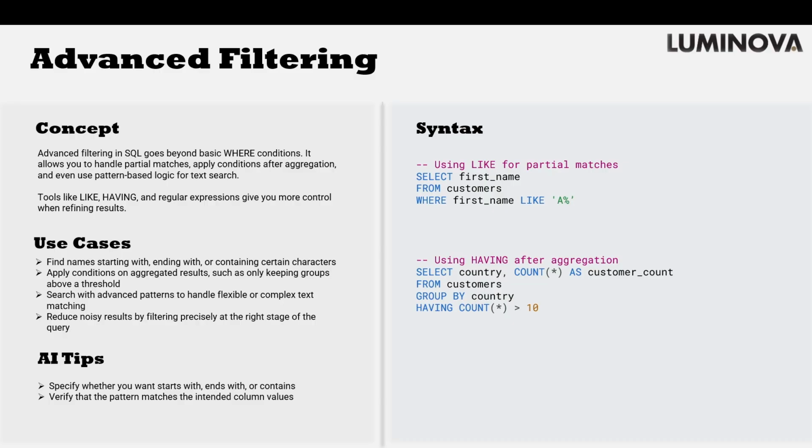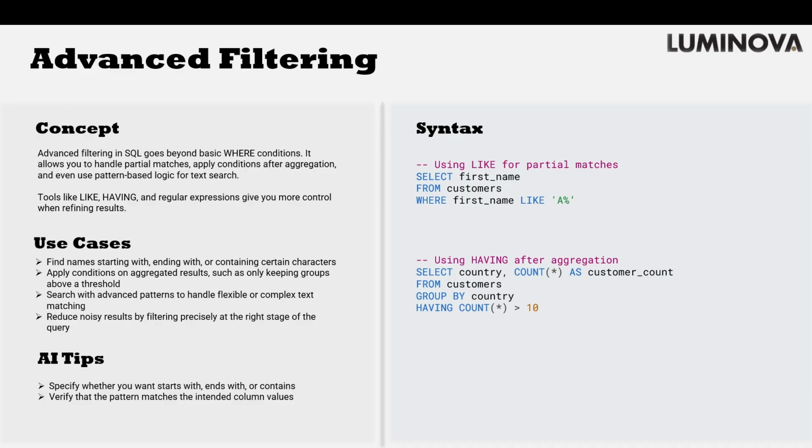When working with AI tools, it helps to be clear about what you want. For example, specify if the filter should check starts with, ends with, or contains. And always verify that the pattern you are using matches the actual data values in the column.